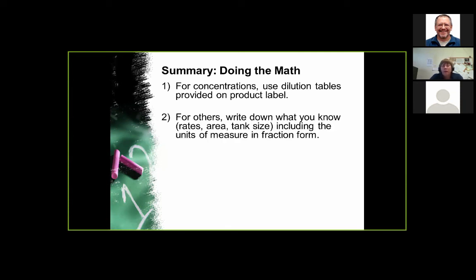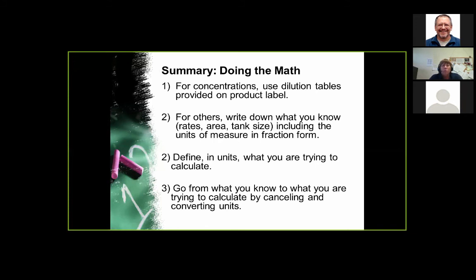For others, write down what you know in rates, the application rates, the area, the tank size, and include the units of measure in each of these pieces of information you have, and write it down in fraction form, in rate form. Define in units what it is you're trying to calculate. Do I want dry ounces? Do I want fluid ounces? Do I want gallons per acre? What is it that I'm looking for as an answer? And then go from what you know to what you're trying to calculate by canceling and converting units.